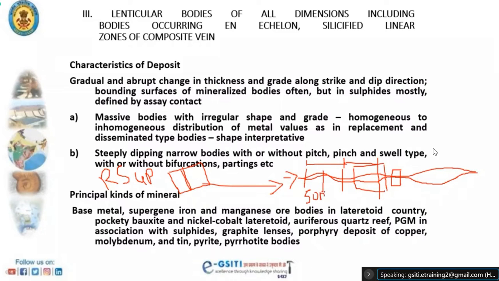Again, as we are talking about a lenticular body with irregular shape and grade, we have to keep in consideration that the shape is really irregular. So all these things will be kept in mind. Finally, when we go for G3 or G2 stage of investigation, the spacing will become less and less, maybe around 10 to 20-meter interval.